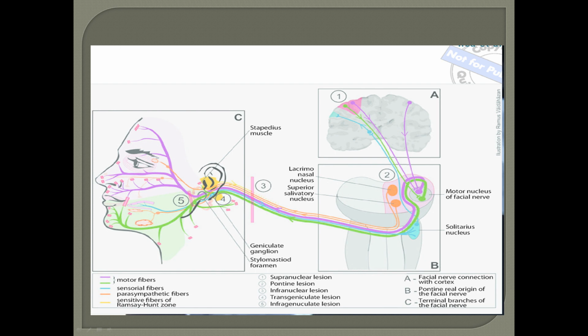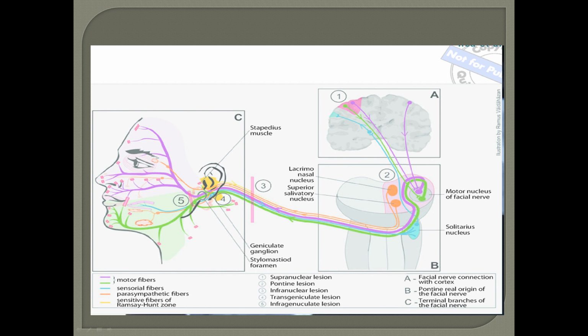The second part is the nucleus for lacrimation, which we call the lacrimal nucleus. Along with the superior salivary nucleus, it joins the facial nerve, and then relays into the pterygopalatine ganglion, and through there it innervates the lacrimal gland and controls lacrimation. Also, it controls the secretory part of the nasal cavity.